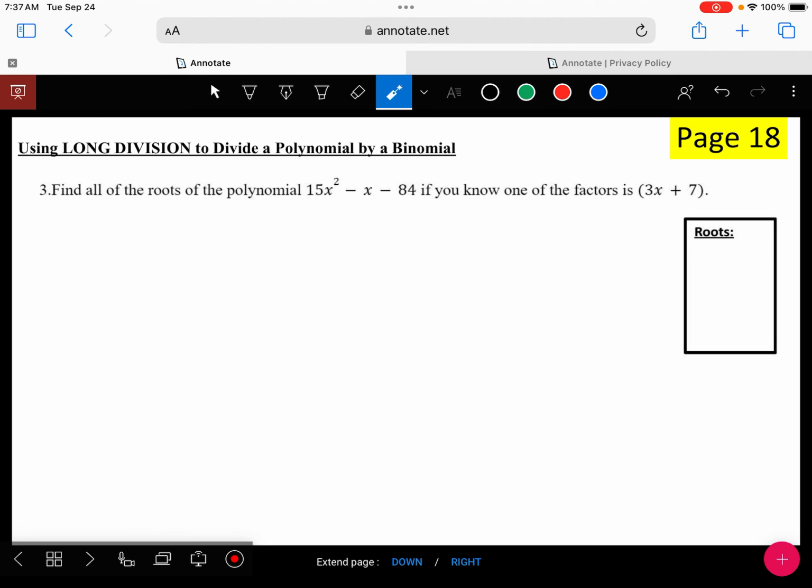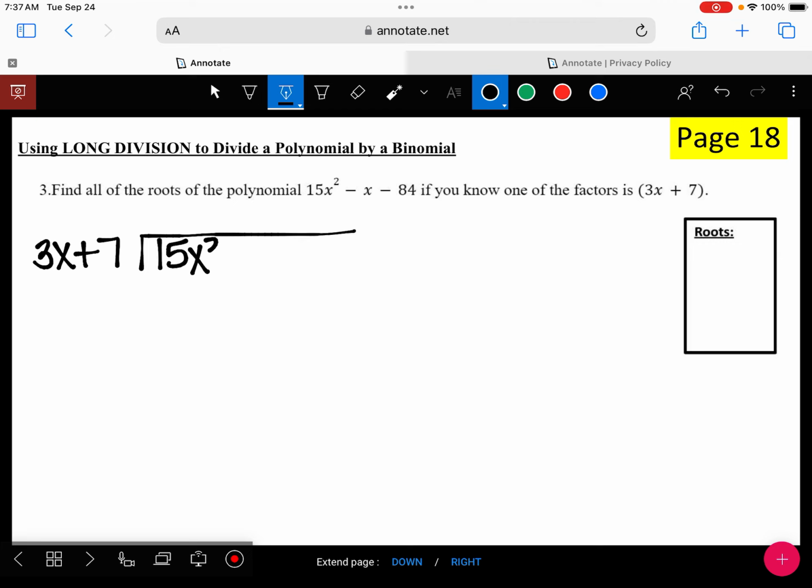Let's set it up, y'all. 3x plus 7 goes on the outside. And then 15x squared minus 1x minus 84 is under the hood.